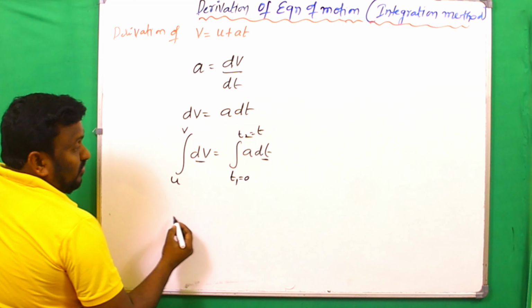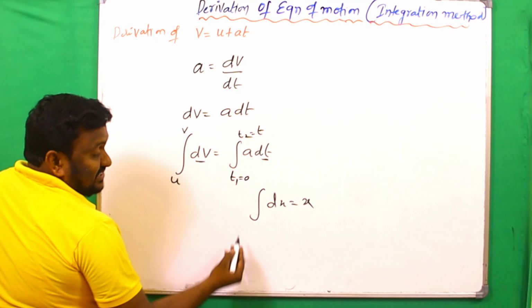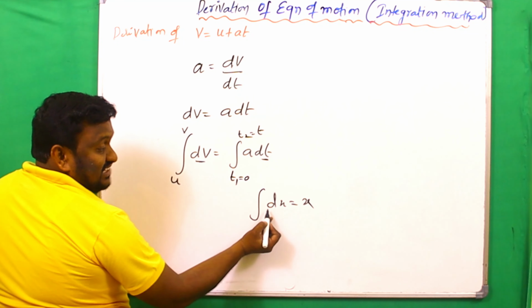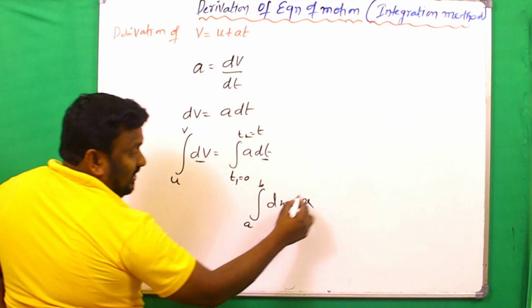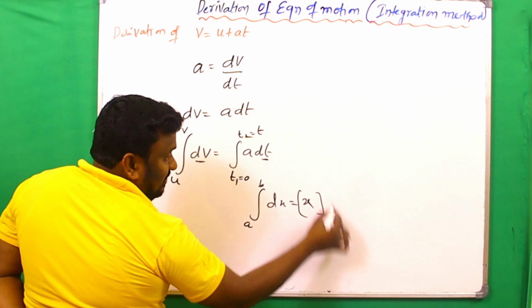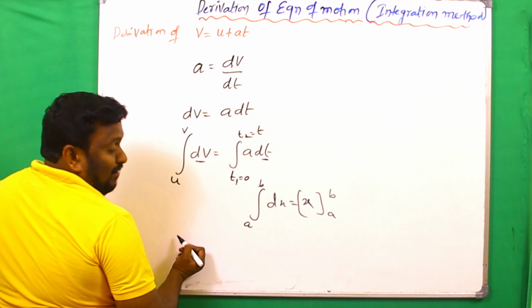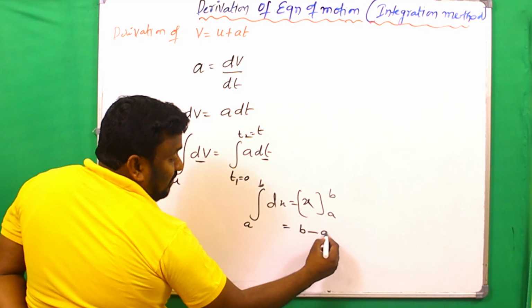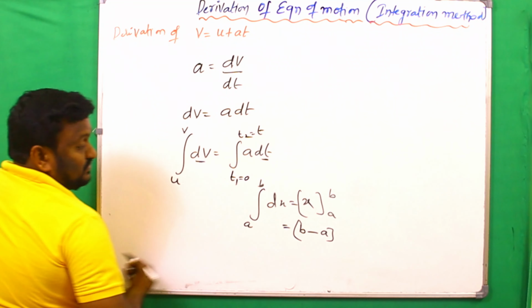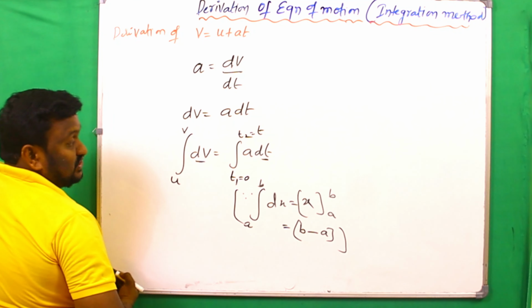Clear? Then what we know: integral dx is equal to x, and if limits are there, we can write x from a to b. Here a is called the lower limit and b is called the upper limit. So after integration, first you have to substitute the upper limit minus the lower limit. So this is the formula we are going to use. You have to remember this one.